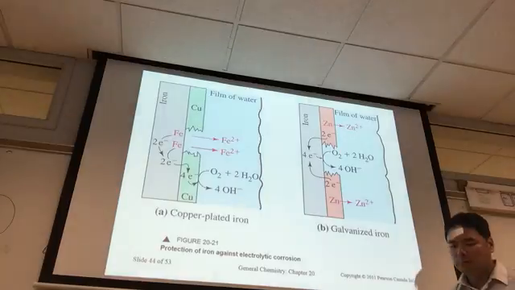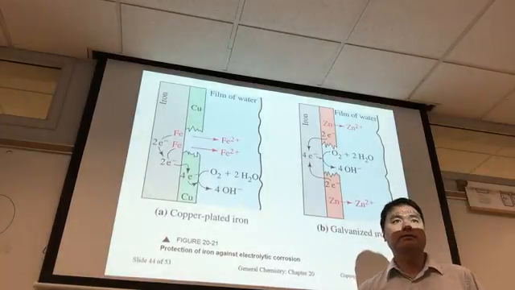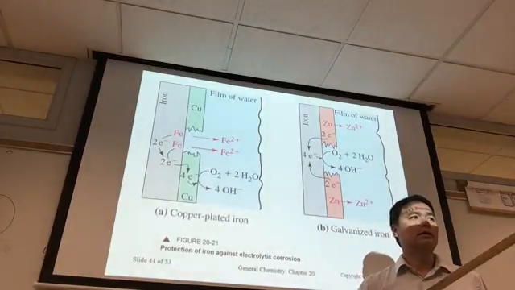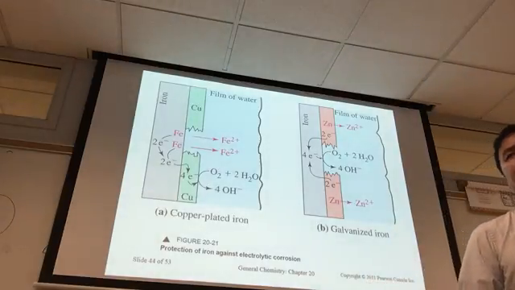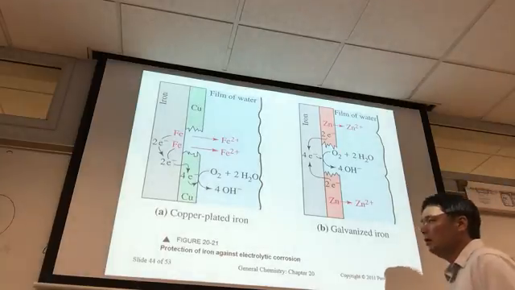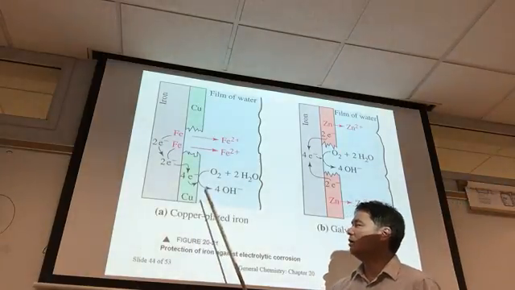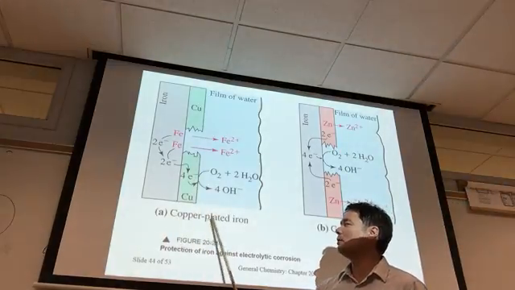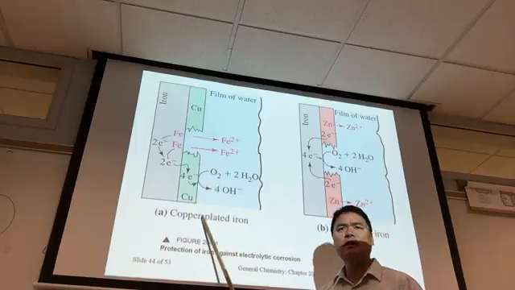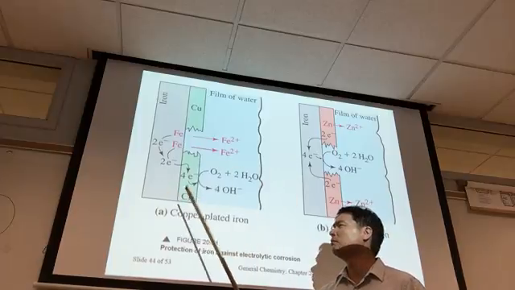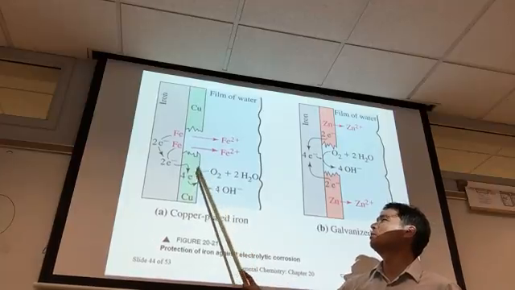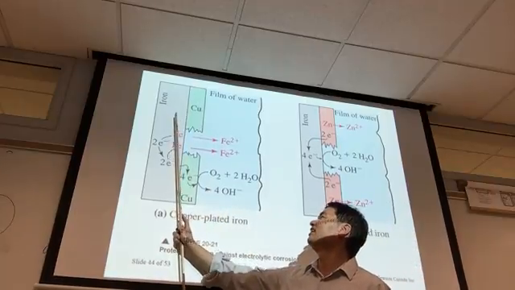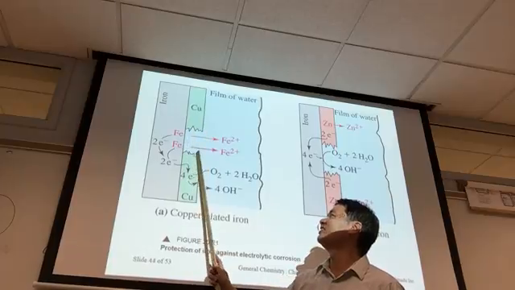Another way of protecting iron is to paint it. If you paint it, then you're providing an inert barrier. Well, another alternative to painting is copper plating. Copper is very unreactive compared to iron. And so if we use copper plated iron, it will protect the underlying iron until a crack develops.